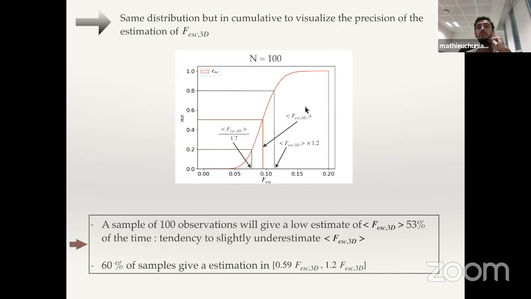Another interesting point is that the median is quite low compared to the FS3D value that you can see here in red. Which means that for a group of galaxies you target, you will have a tendency to underestimate, in fact, FS3D.